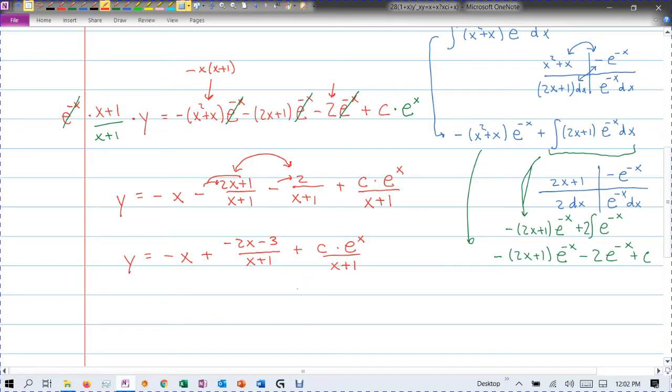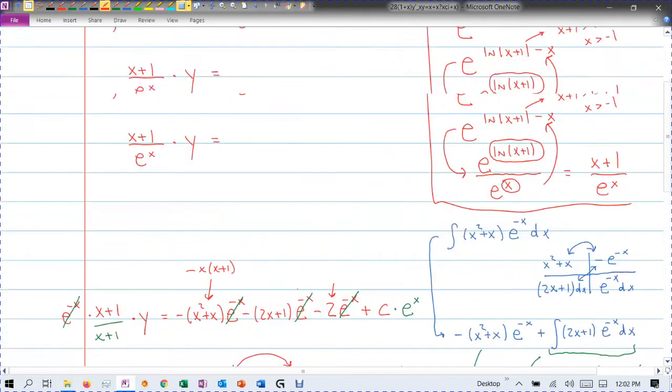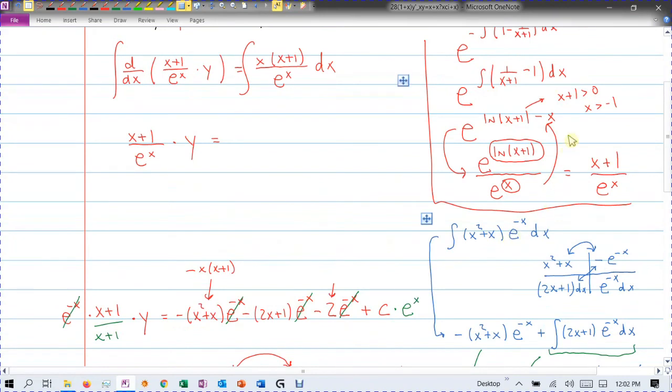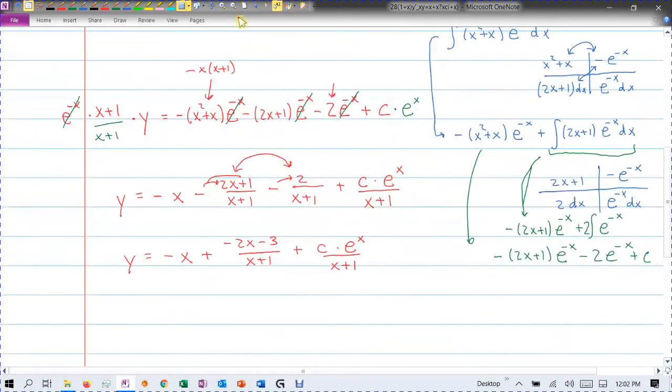Let me just check to make sure this looks good. Yeah. Okay. Did we talk about domain? We did. That was way up here. Yeah. So our domain on this one is that x had to be bigger than -1. All right. That was kind of interesting. All right. 21.